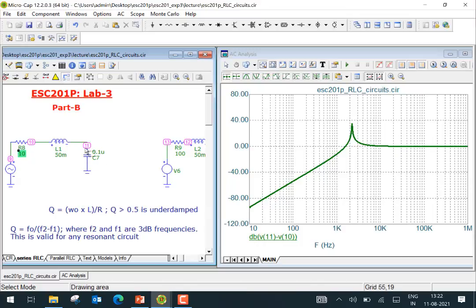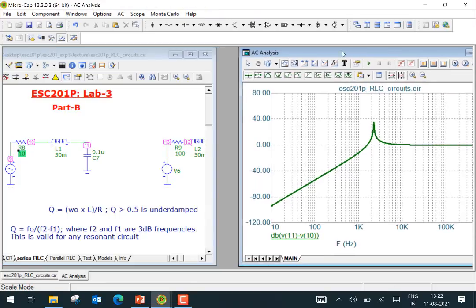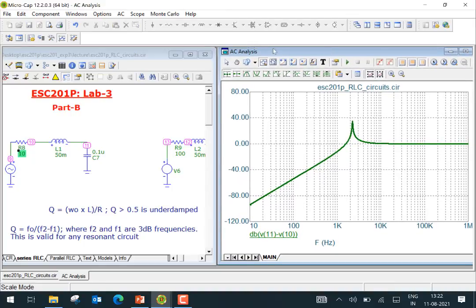If you wish, you can also look at the phase here. You can look at the magnitude at any point in dBs, and you can look at the phase at any point with respect to frequency here. So that's the series RLC circuit in the frequency domain.